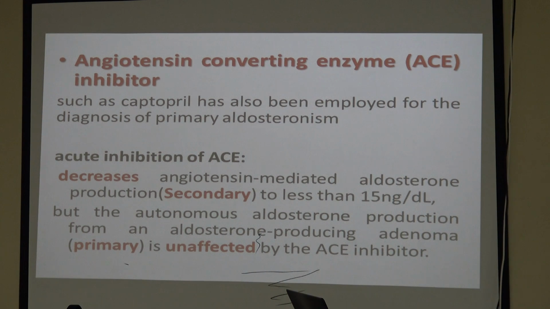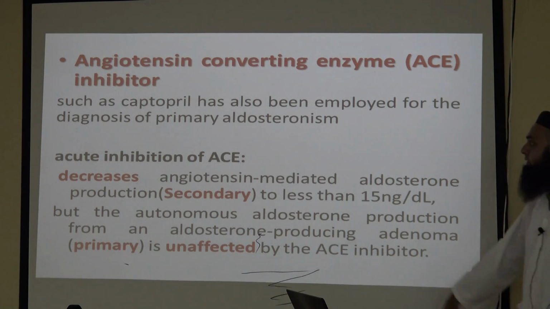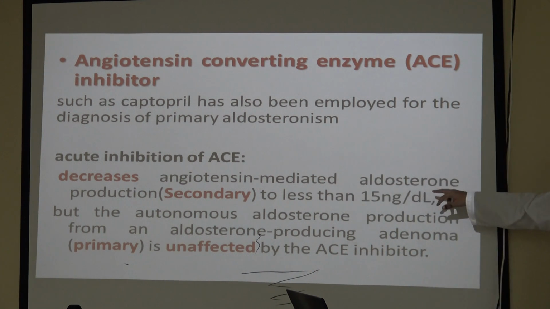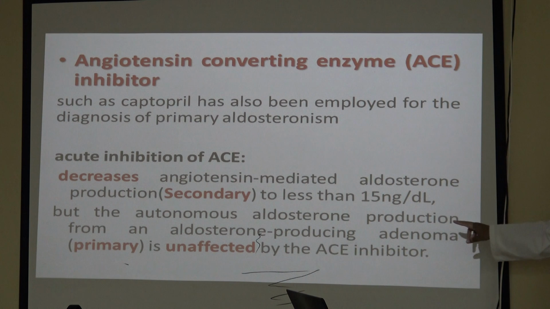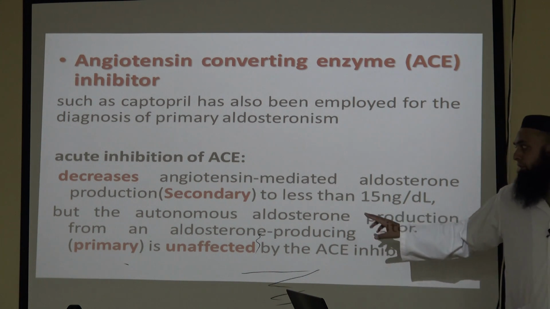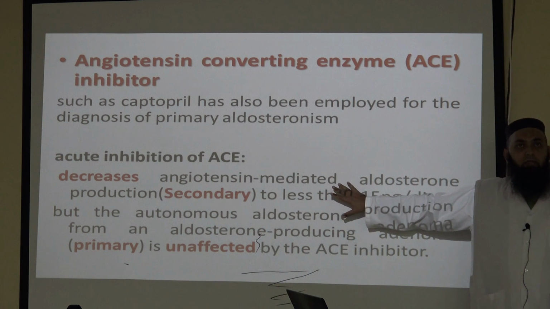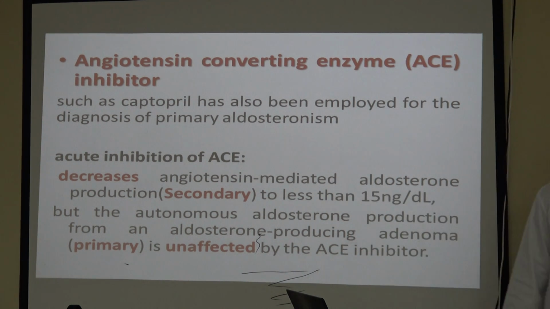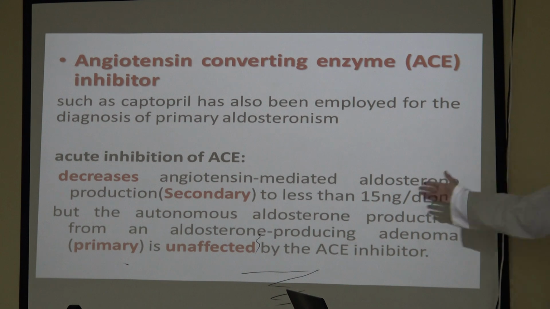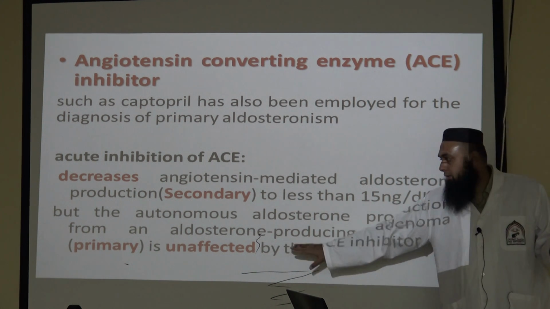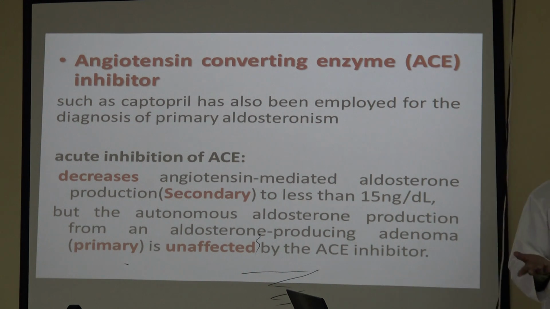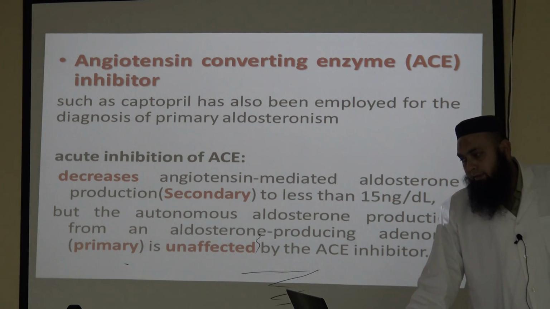ACE inhibitors, such as captopril. So it decreases the angiotensin mediated aldosterone production, secondary, to less than 15 nanogram, but the autonomous aldosterone production from aldosterone producing adenomas, primary, is unaffected. So this again differentiates primary versus secondary. If it is secondary, renin is the cause, so it will decrease the value. But if renin is not the cause, adenoma is the cause, then it is unaffected. So this is how you differentiate primary versus secondary. ACE inhibitor.